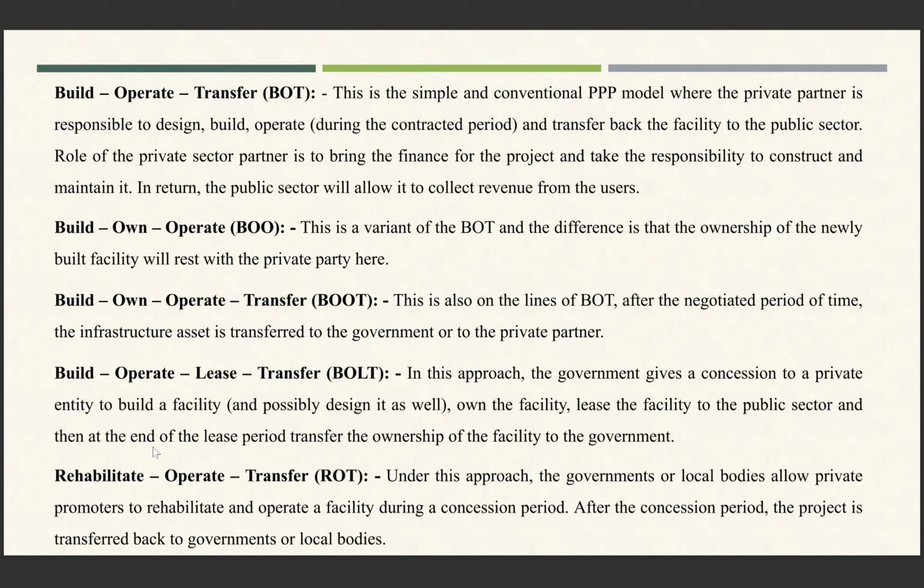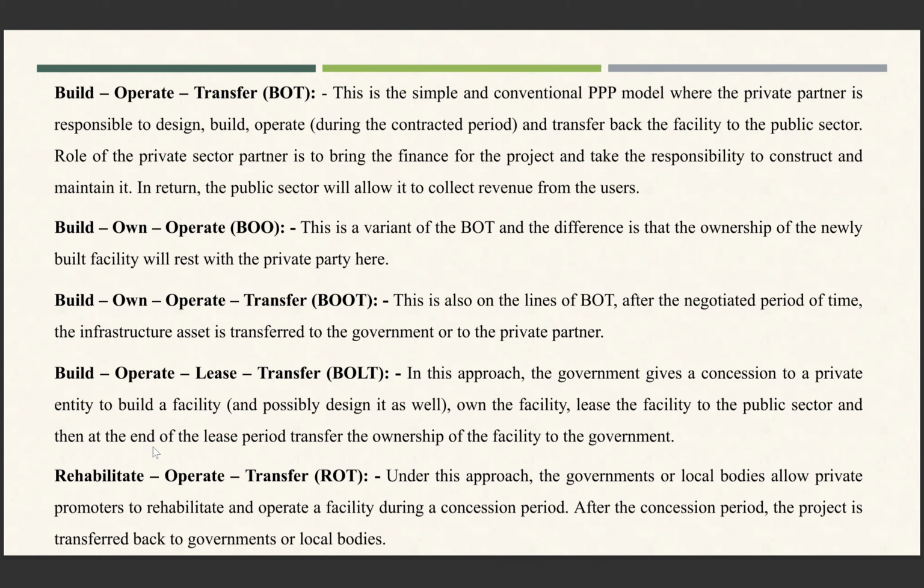Next is build, operate, lease, transfer. In this approach, the government gives a concession to a private entity to build a facility, own the facility, lease the facility to the public sector, and then at the end of the lease period transfer the ownership of the facility to the government. So in this model, the private sector will build the facility, they will own the facility for some time, and after that they will lease it to some public entity, and after completion of the lease period, that property or facility will be transferred to the government.